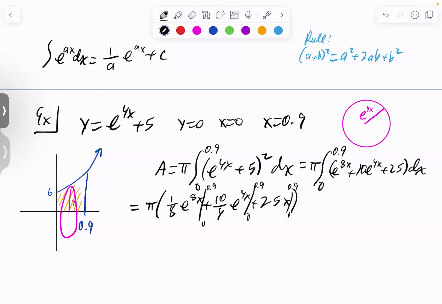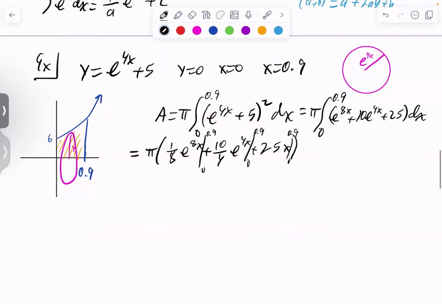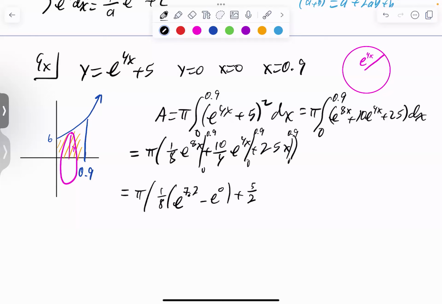All right. Well, let's keep going. This is going to get ugly, a little ugly, just because we have decimals and fractions. 1/8. This is going to be e to the 8 times 0.9. That's going to be 7.2 power. 8 times 9 is 72, but we have the extra decimal in there. Minus e to the 0 power, which is just 1. 10 over 4 reduces to 5 halves.